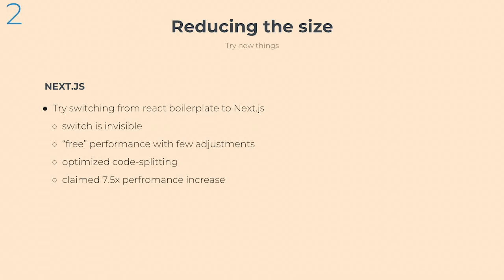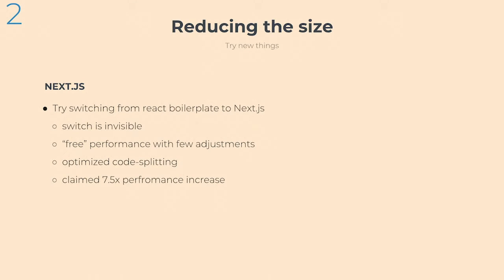They just needed to make a couple of changes, like deprecate the React router, because there's already a built-in solution in Next.js. It already has a pre-built code splitting solution, so we don't need to care about that. And yeah, they got a really big performance boost of 75%.